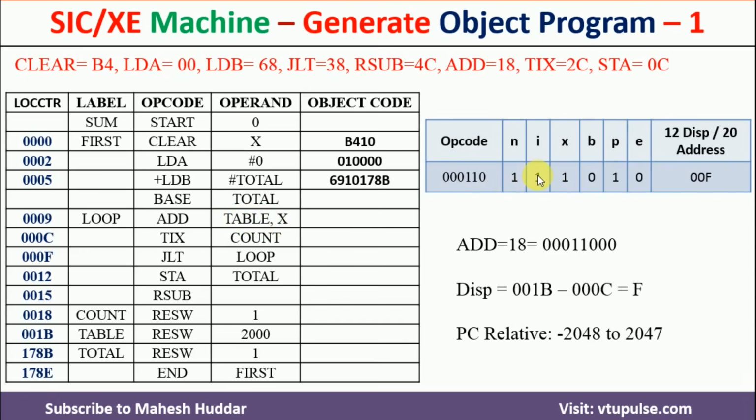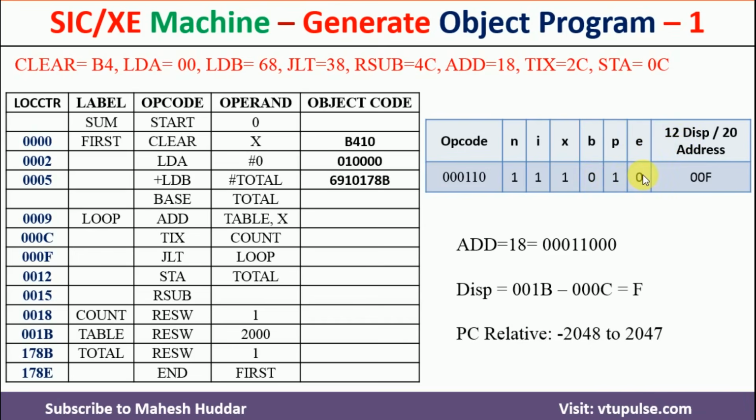Neither immediate nor indirect. It will be set to 1 1 here. Index addressing mode, that's the reason it is set to 1 here. And then we have to calculate whether it is base relative or program counter relative. That's one more thing we have to decide. So we have to decide this by the value of displacement. We will do this at a later stage.